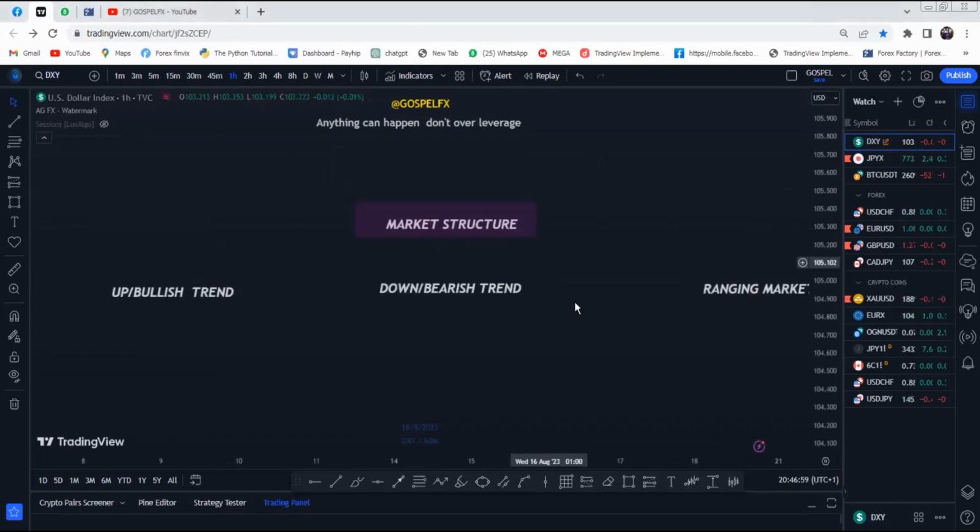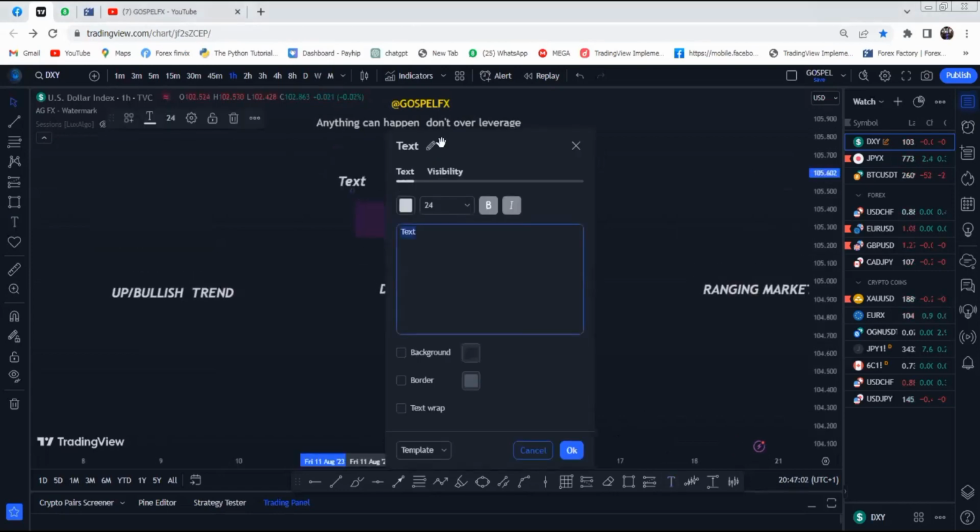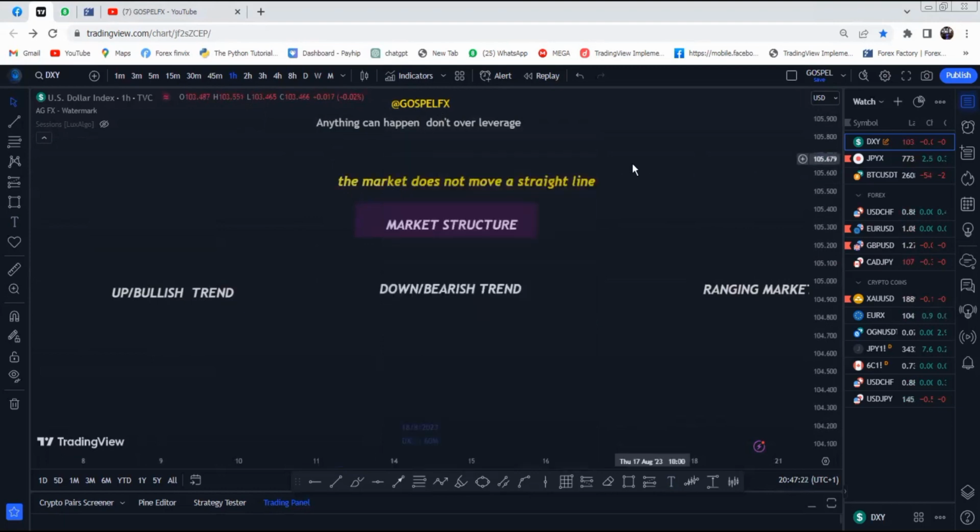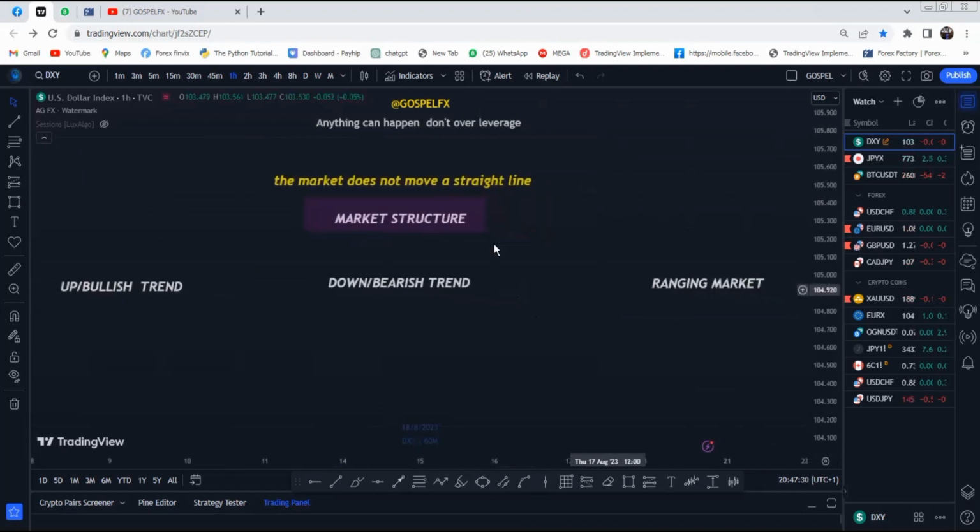Now, the first thing that you need to know is that the market does not move in a straight line. This is the more reason why we have these structures. Because if the market was moving in a straight line, we wouldn't have a ranging market. We wouldn't have an uptrend or a downtrend. We would just have a straight line and so on.